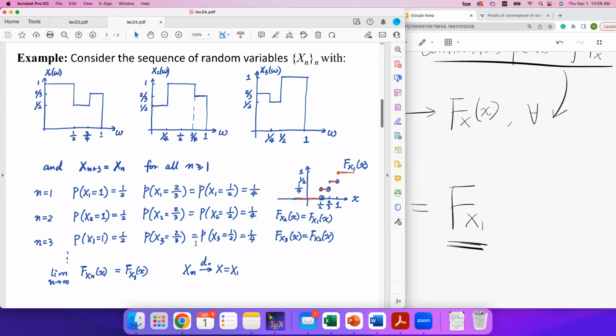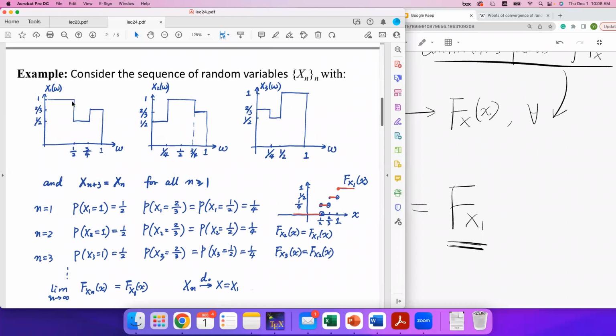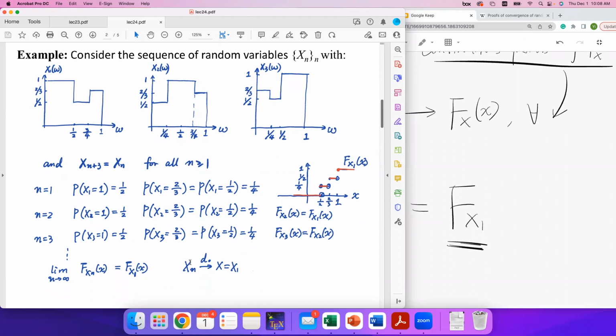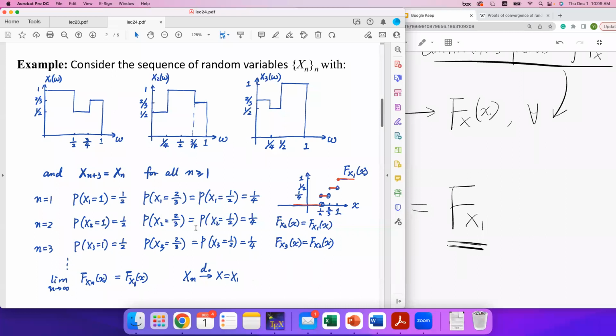Right, so it satisfies the convergence in distribution criteria. However, why is this called a very weak type of convergence? Because you can clearly see that these random variables look very different. The functions look very different, but somehow their CDF function has the same behavior. So although this Xn converges in distribution, you can see that it could happen that these random variables look drastically different.